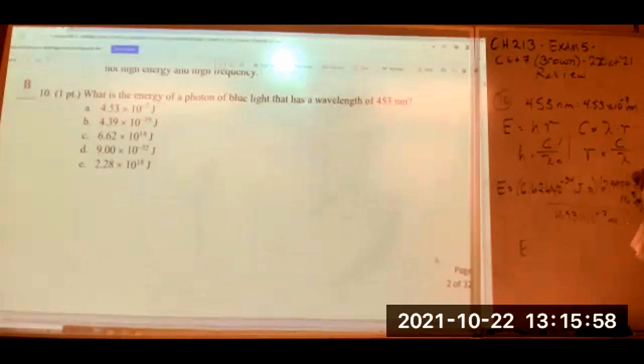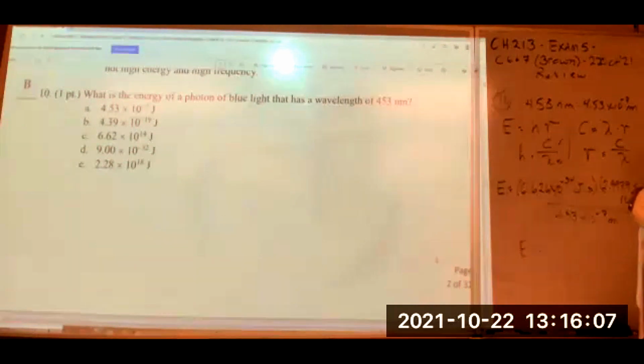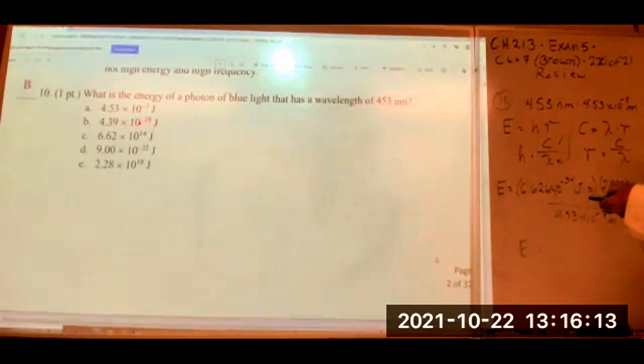Let's see if that's reasonable. This is 8. This would be a positive 7, would be 15. 15 from 34 is about 19. Yeah, minus 19.